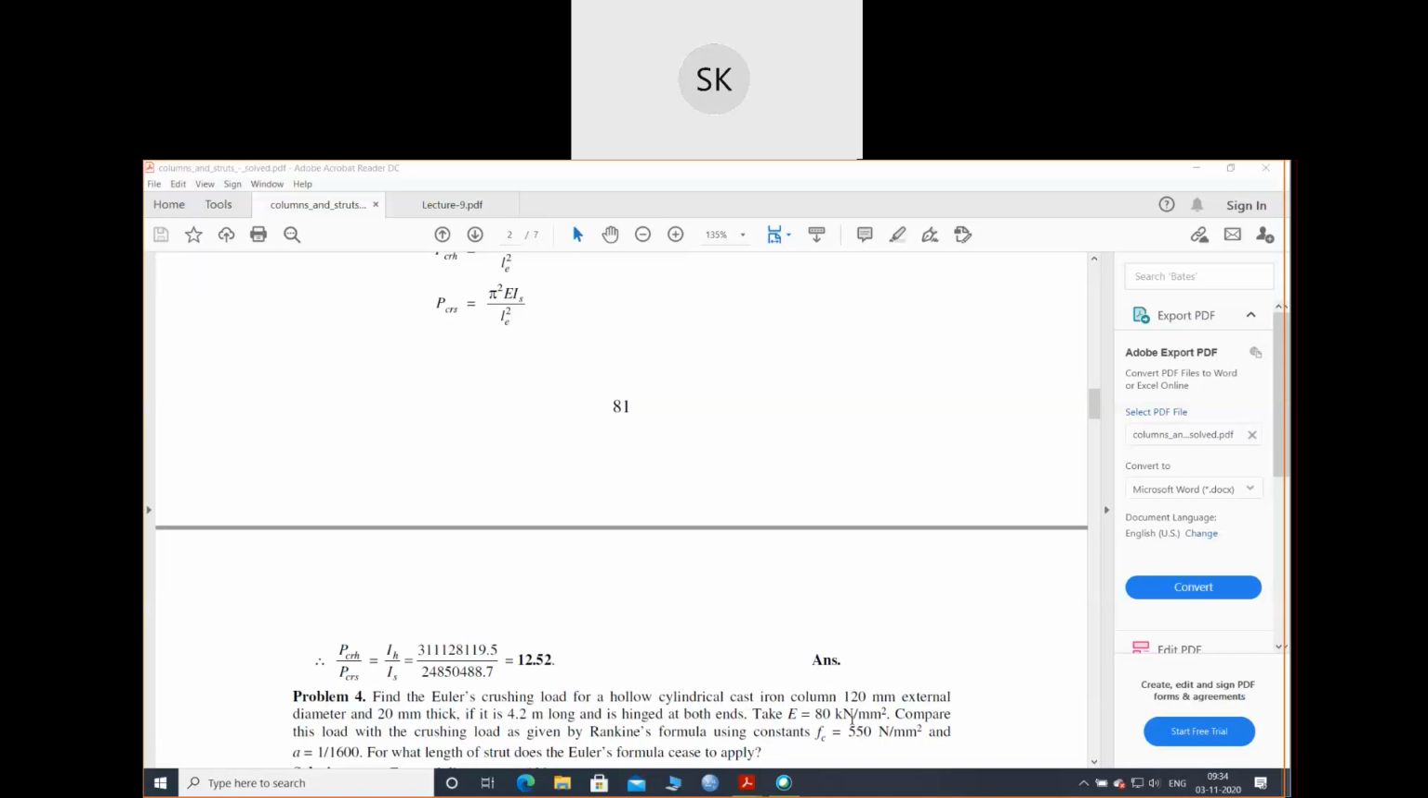E value is given to you. Compare this load with the crushing load. Just till here, consider this as the question, and find the Euler's crippling load for these values. External diameter is 120 mm, thickness is 20 mm, and 4.2 meter long. And the condition is given to you, hinged at both ends. So for this, please find out the P value and type in the chat box.